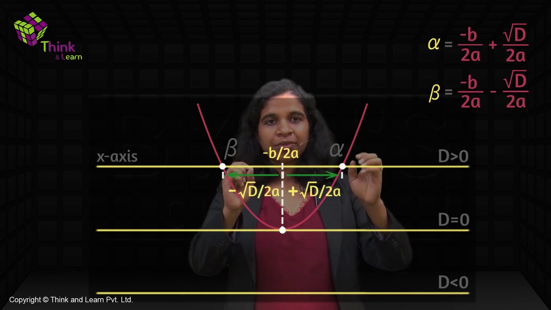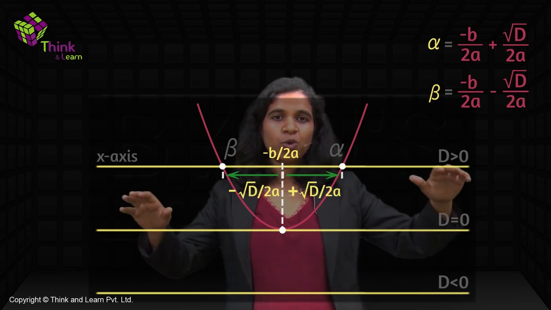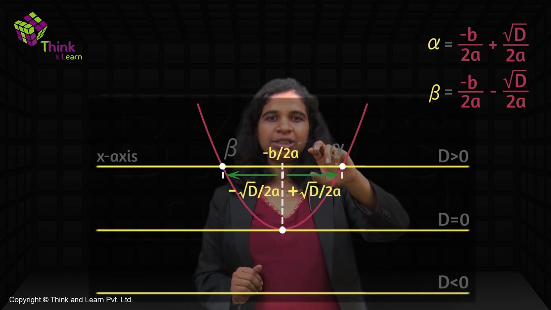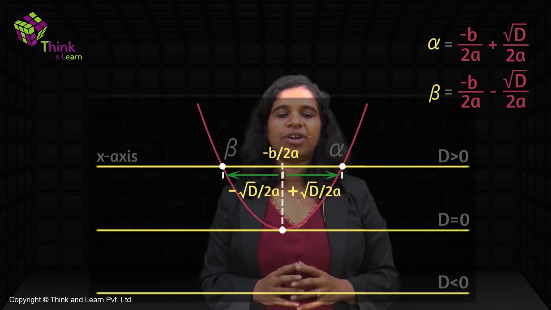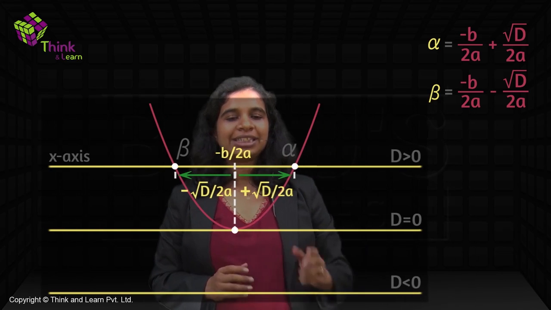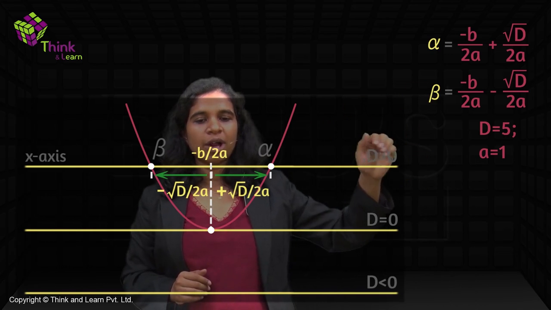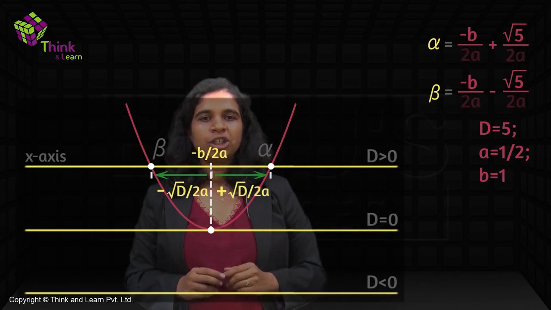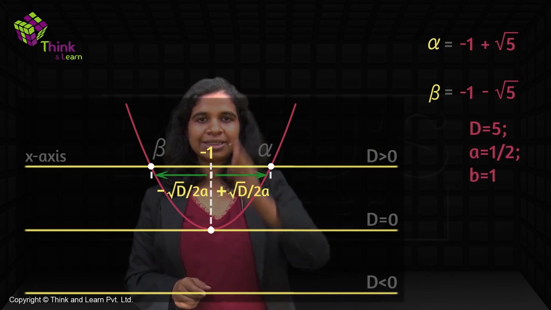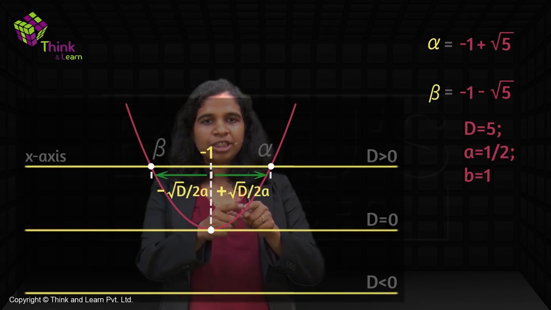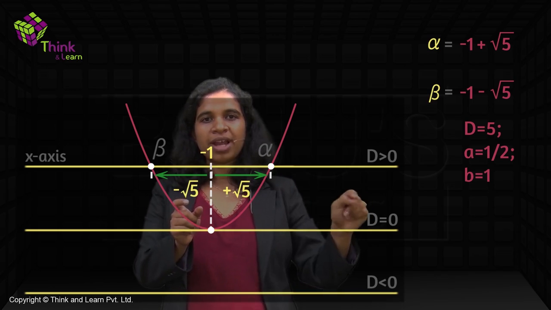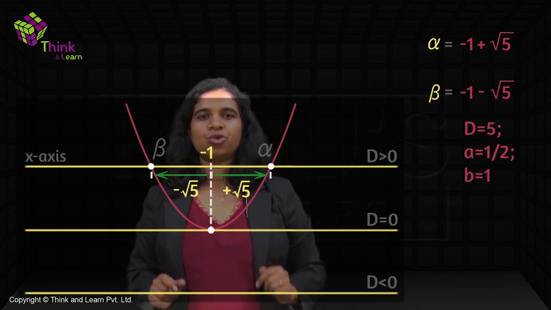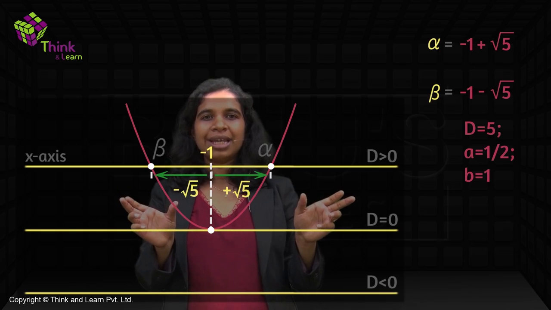Now look at these two. Look at the case where it's cutting it at 2 points. So minus b by 2a for us is rational, because a and b are rational. Now look at this. If d is not a perfect square, let's say d is 5. Let's take a case d is equal to 5, a is equal to 1 by 2 and b is equal to 1. Okay. So minus b by 2a will be equal to minus 1. So this is nothing but minus 1. Now this is going to be root 5. This is also root 5. So my alpha becomes minus 1 plus root 5 and my beta becomes minus 1 minus root 5. So both your roots are irrational.